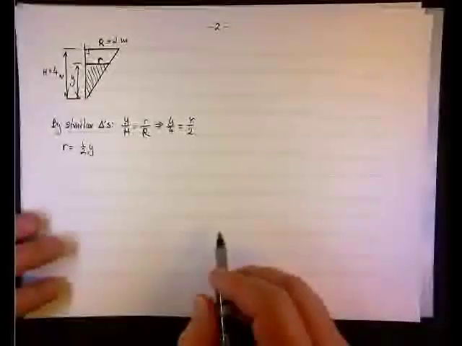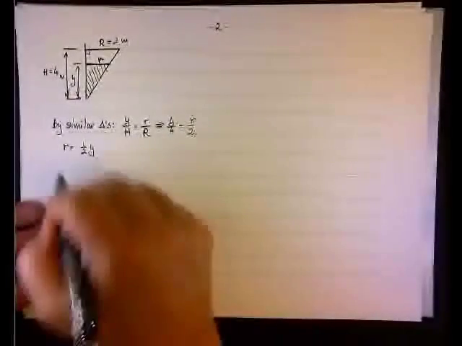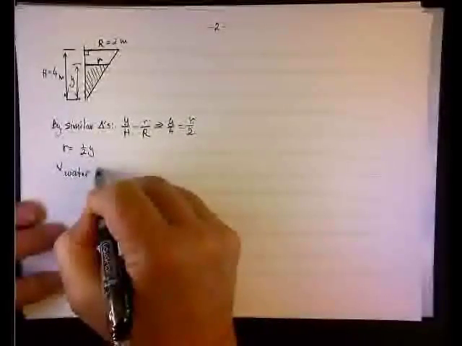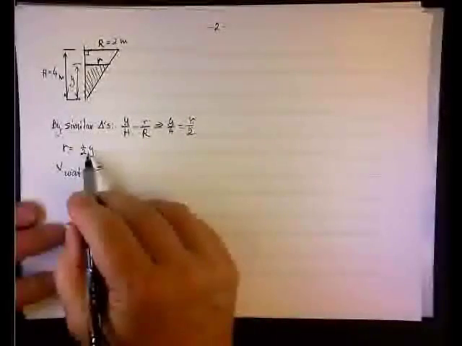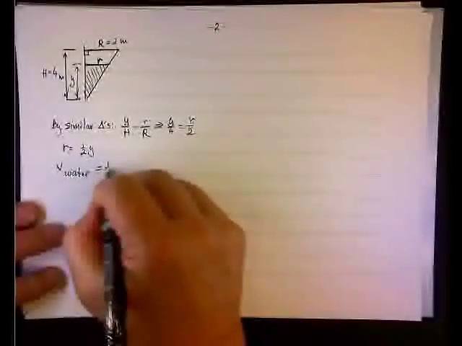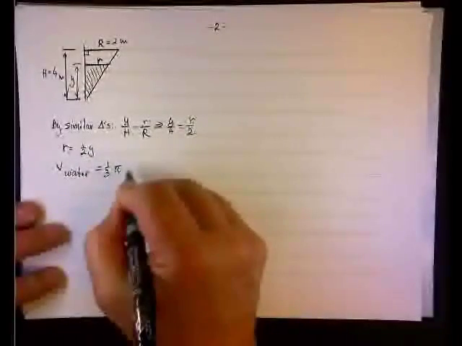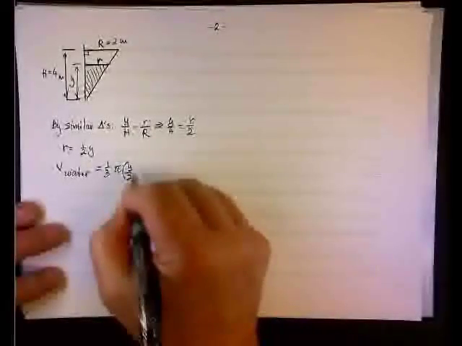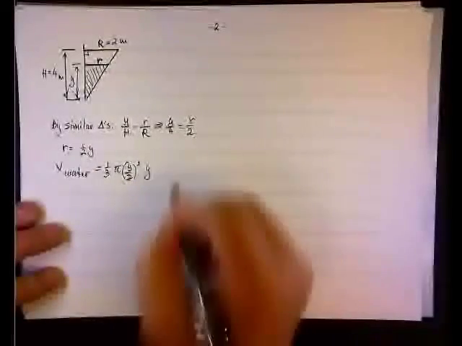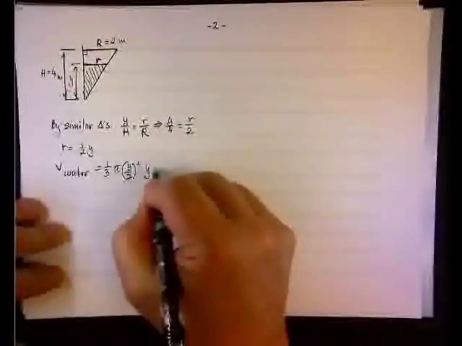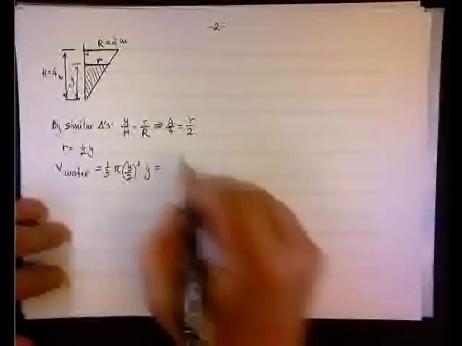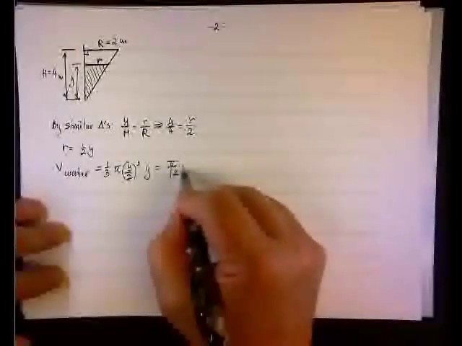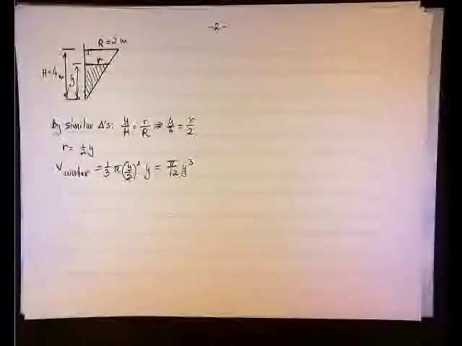Okay, so now we're going to write that the volume of the water, because we can substitute r with 1/2 y, will be 1/3. Instead of pi r squared, we'll have pi times (y over 2) squared, times y. Let's simplify it: we have 3 times 4, so we have pi over 12, and then y squared times y, so pi over 12 y cubed.